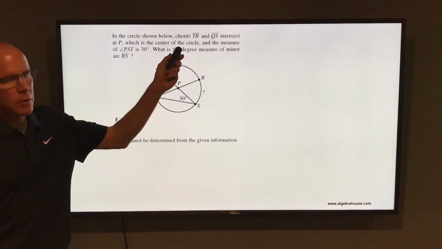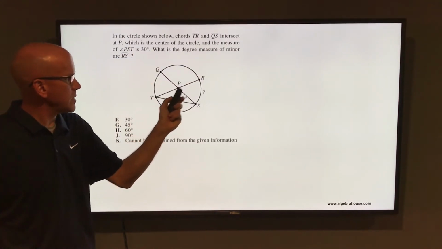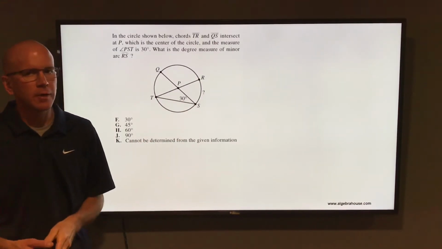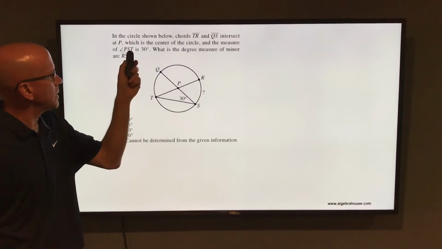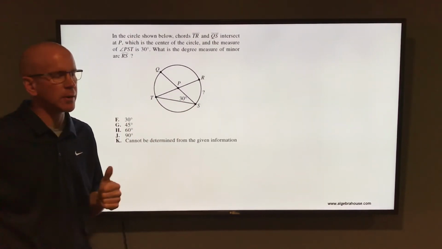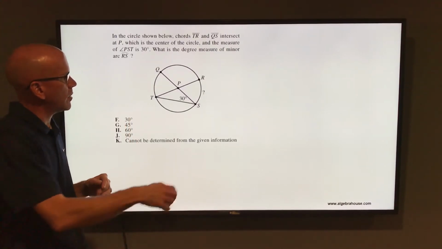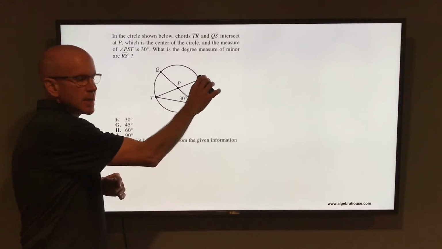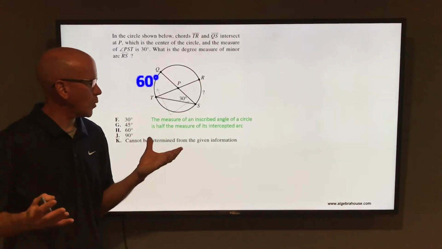In the circle shown below, chords TR and QS intersect at P. So TR and QS, you can see there in the drawing, they intersect at P, which is the center of the circle. And the measure of angle PST is 30 degrees, and that's given to you, shown there in the drawing. Angle PST is 30 degrees. What is the degree measure of minor arc RS? So right there where the question mark is, that's what you're finding. So you have to work your way around in order to find that with what you know.